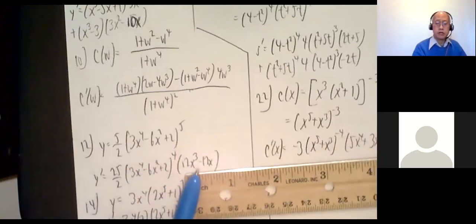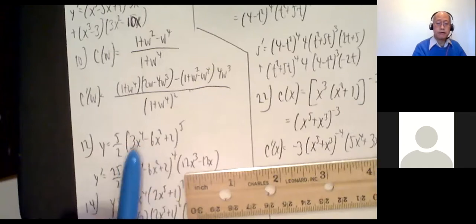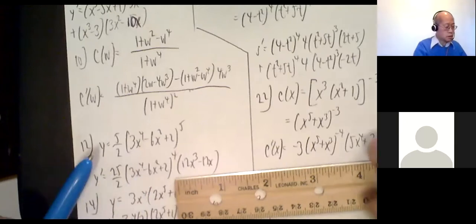12x cubed minus 12x. 4 times 3 is 12, 12x cubed minus 12x. And you can stop there. That's it for that one.